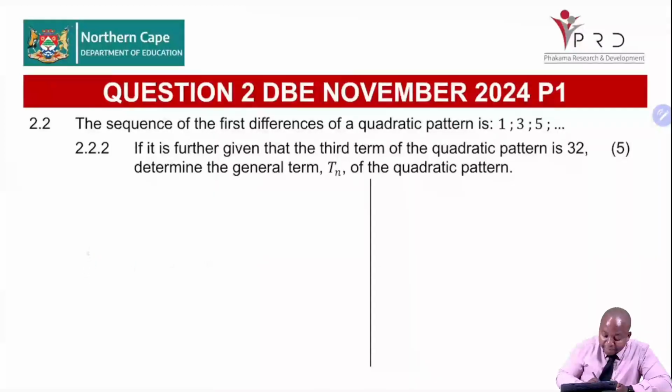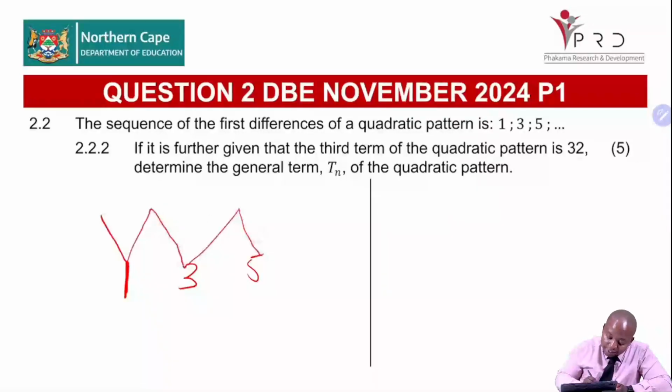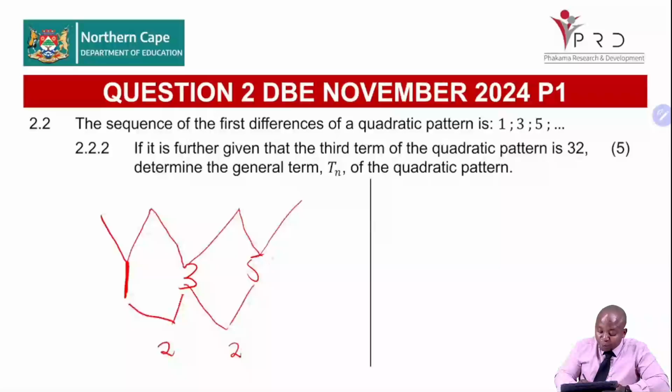I had 1, I had 3, I had 5, so these are my differences. Right, so this is how it follows. We know the difference here is 2, the difference is 2. If you proceed again, we can see that this value here is going to be 7. Then the difference again is going to be 2.